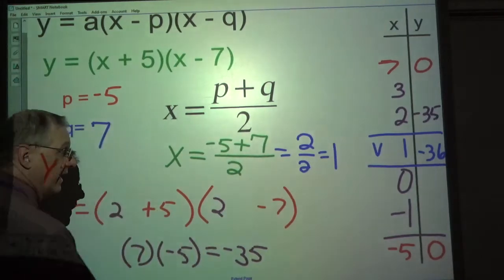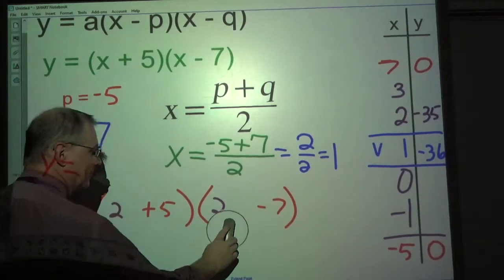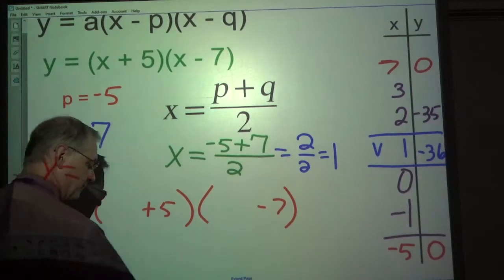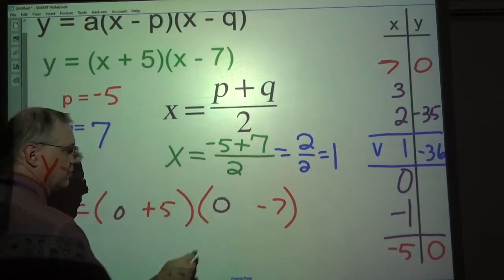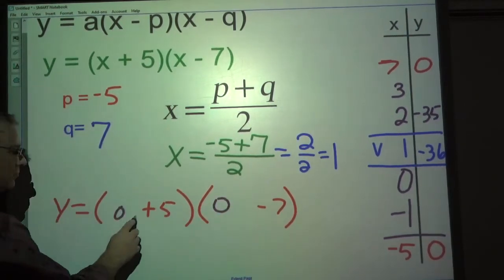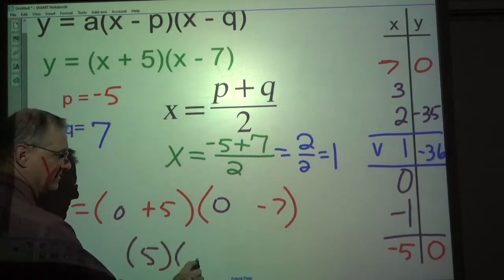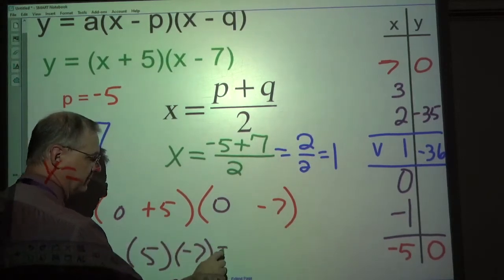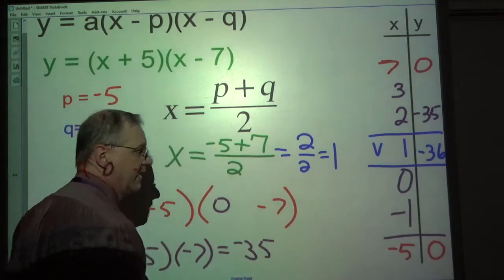Now if I do that again, but with 0 this time, 0 plus 5 is 5. 0 minus 7 is negative 7. Negative 35 again.